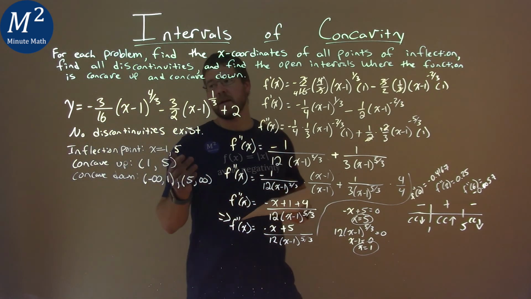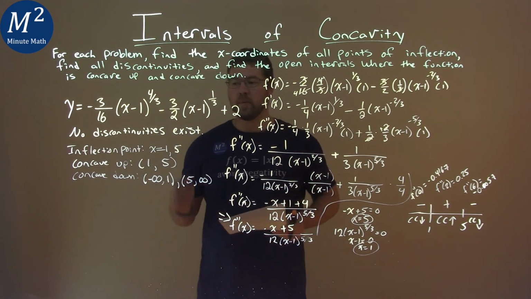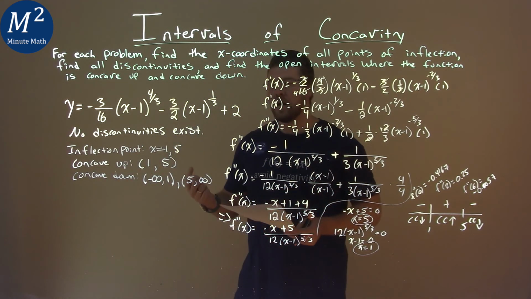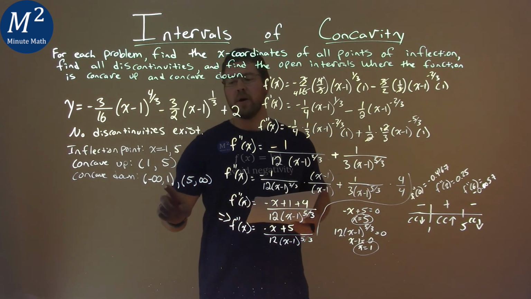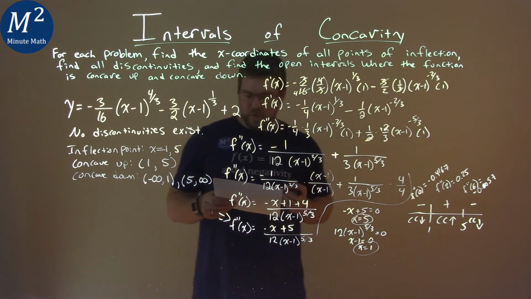And so again, our final answer here is no discontinuities exist. Our inflection points are at x equals 1 and 5. We're concave up from 1 to 5, and concave down from negative infinity to 1, and from 5 to positive infinity.